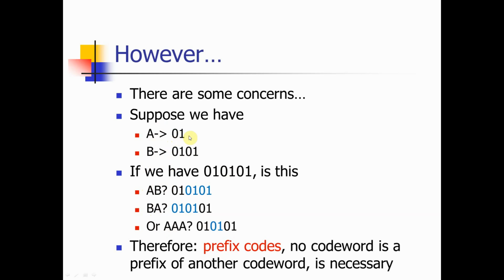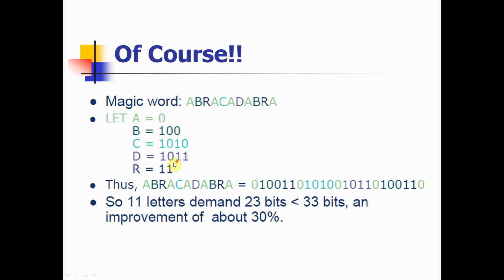Because A is starting from 01, and B is encoded as 01, and B started as 01. And therefore, we will not be able to distinguish from one to the other. If we look into the previous example, you will understand that A is 0. As long as A is defined as 0, no other things will start with 0. And therefore, they will not have any problem to decode it.